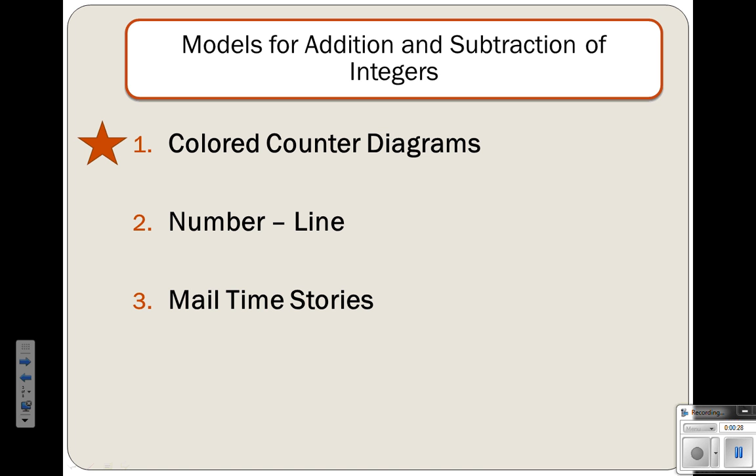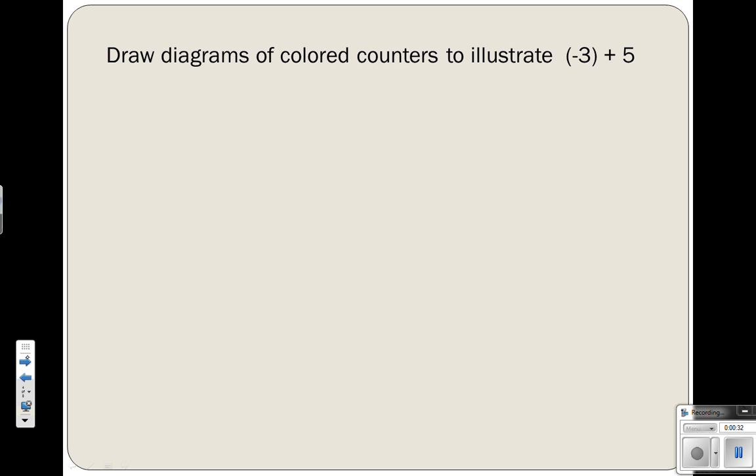I have another video that will talk you through the math times stories. So really what I want to do is just go through and walk you through several different colored counter diagrams, basically all of the possibilities that you're going to get, because this is an area that I see students struggle with a lot. Okay, so let me just talk you through it briefly.